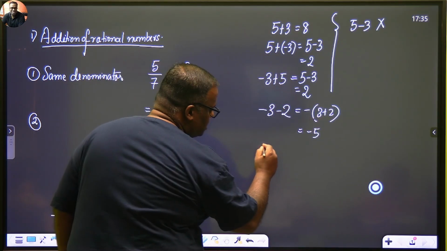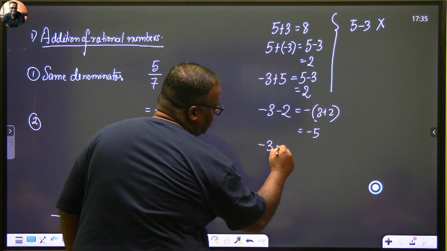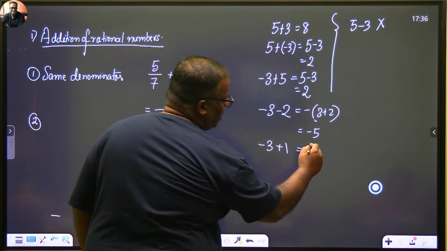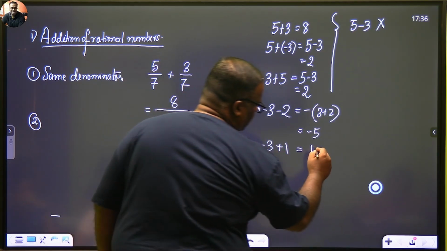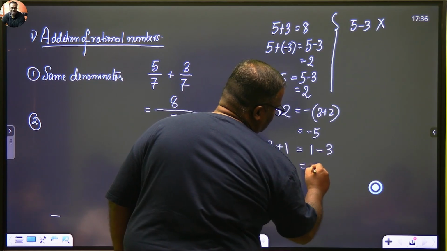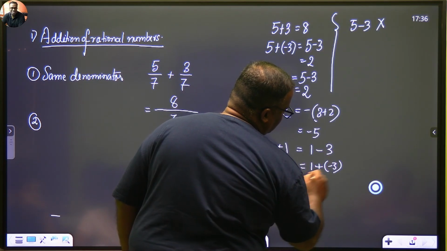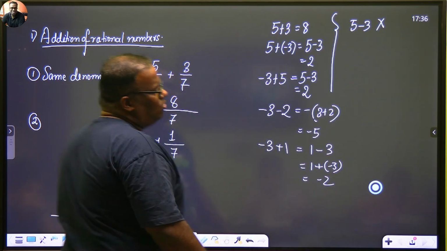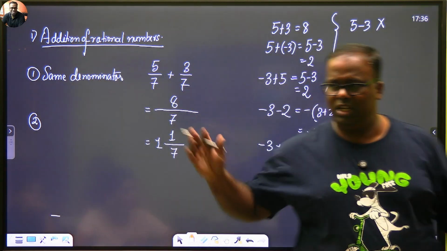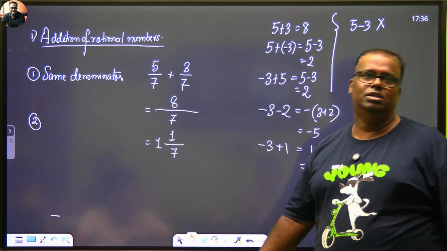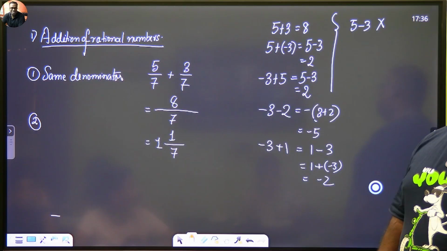Say somebody says -3 plus 1. Then also I'll write the good boy first, and then 1 minus 3. 1 minus 3 is the same as 1 plus of -3, which is -2. So you need not study negatives separately. We can do the negatives along with it parallelly. Okay? Have we understood?